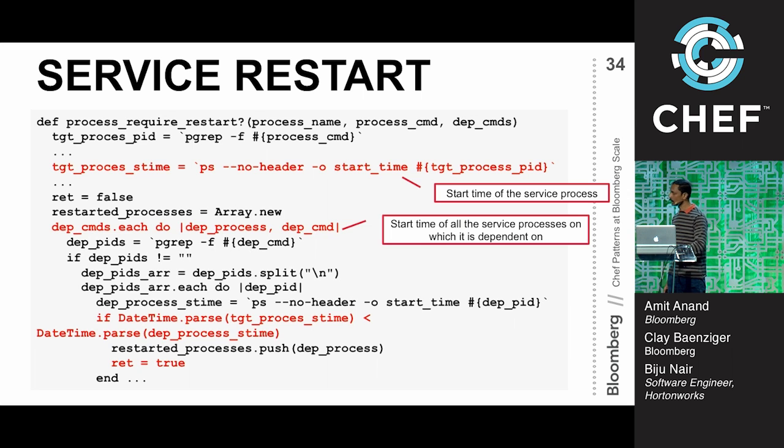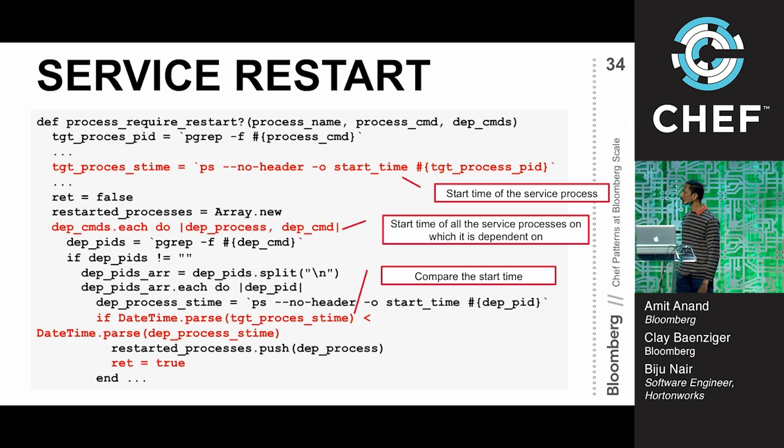In this section, it walks through all the dependent services, and then what it does is it gets the timestamp for each of the dependent processes, and then compares whether any of the processes has been restarted after the JMX trans has been restarted. And if that's the case, it returns true, so that JMX trans can be bounced when any of the dependent processes has been restarted.